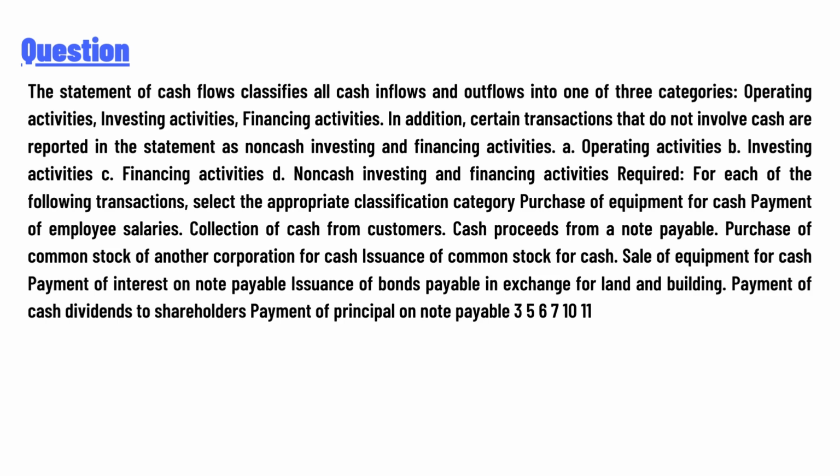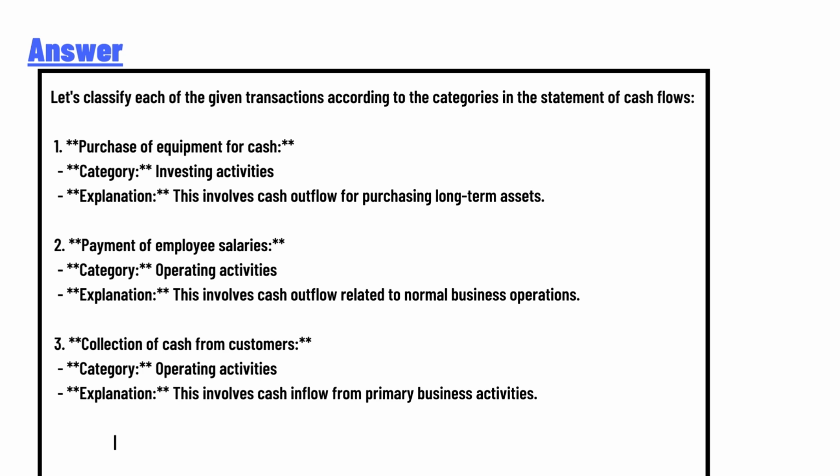The answer of the question is: let's classify each of the given transactions according to the categories in the statement of cash flows. Purchase of equipment for cash, category: investing activities. Explanation: this involves a cash outflow for purchasing long-term assets. Payment of employees' salaries, category: operating activities. Explanation: this involves cash outflow related to normal business operations.